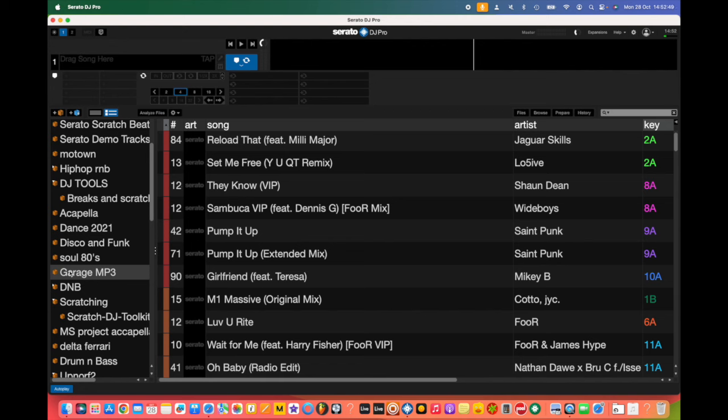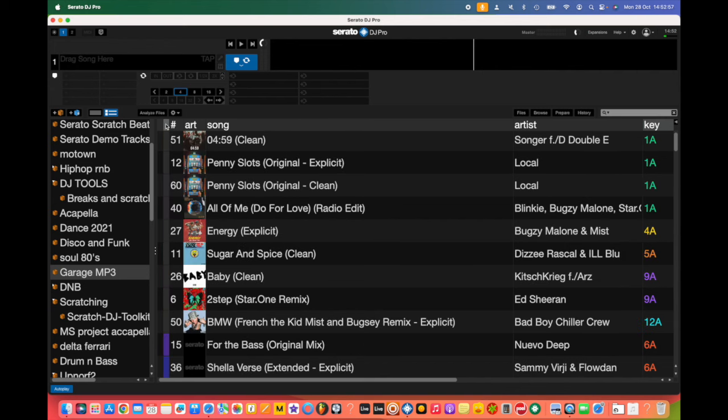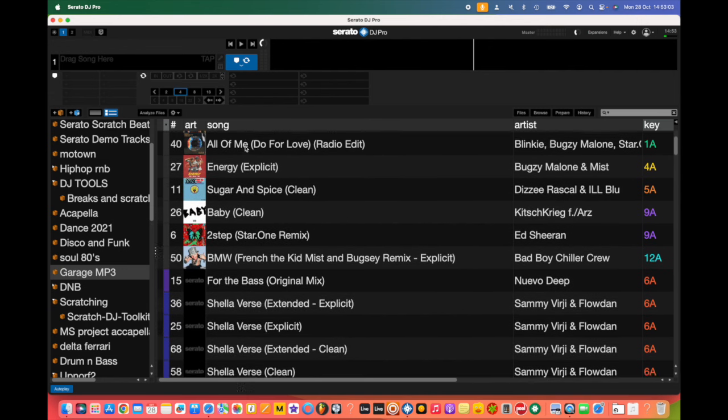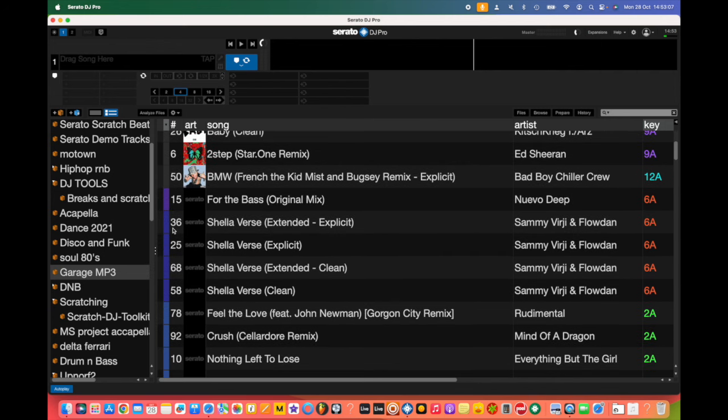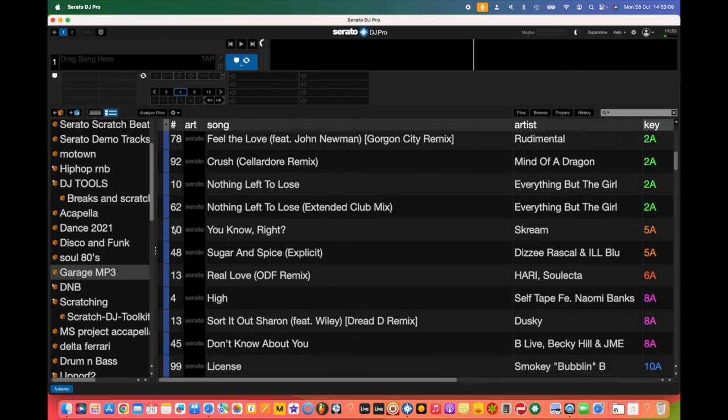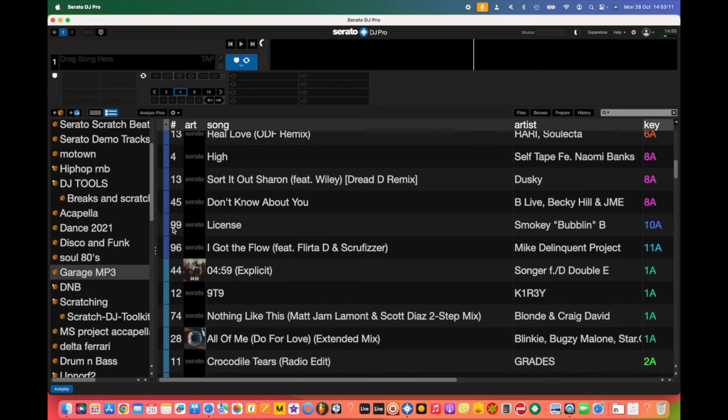I've got my music in sub crates of different genres. So like this one's garage, so I can just hit this button here, and then some are not tagged, but I'll get round to those. But then look, we've got the light blues, the dark blues, and it doesn't really matter what way that you do it.